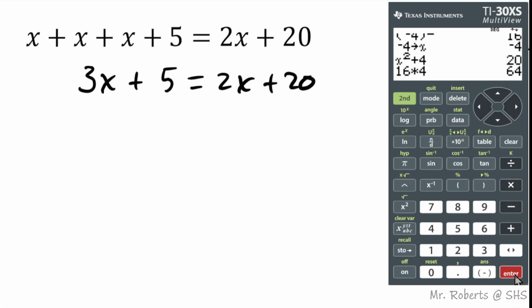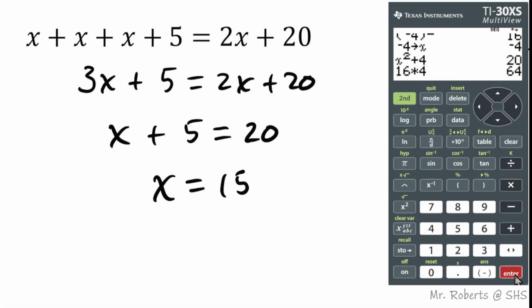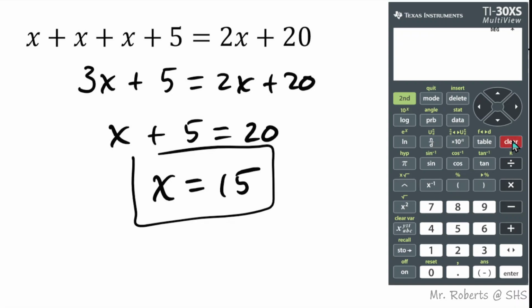20. If I was to take away 2 x's from both sides, this side would become just a plain old x, right? 3x minus 2x is x, plus 5. Take away 2x from this side, it's going to be 20. And then if I subtract 5 from both sides, I get x is the number 15. I don't doubt it for a minute, but if I've got extra time, why not check it, right?